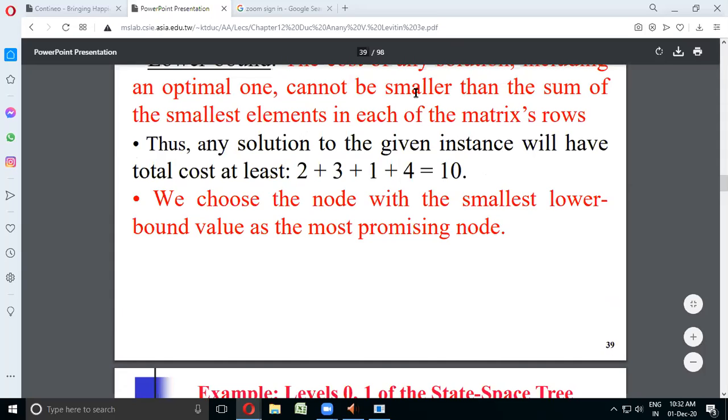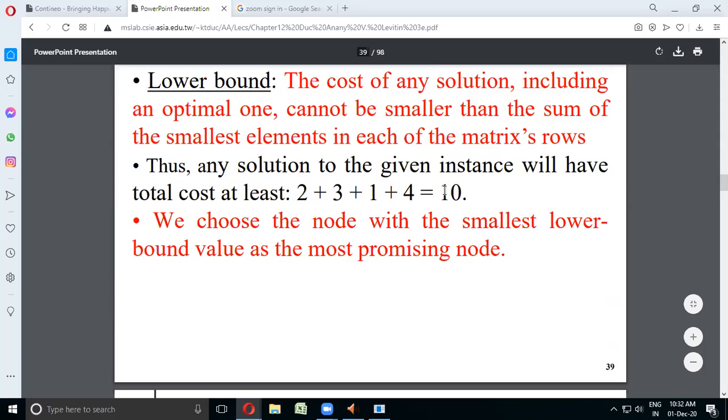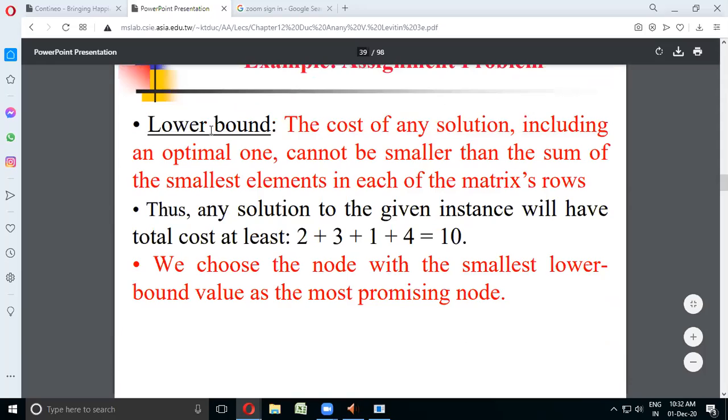Okay. So the cost of any solution, including the optimal one. So I'm going to arrive at the optimal solution, right? So it cannot be smaller than the sum of the elements. So now we have picked up the smaller element. I have added the cost and I have got 10. Okay. So my solution will be somewhere around this. So that is the reason why I'm choosing the lower bound for this problem.